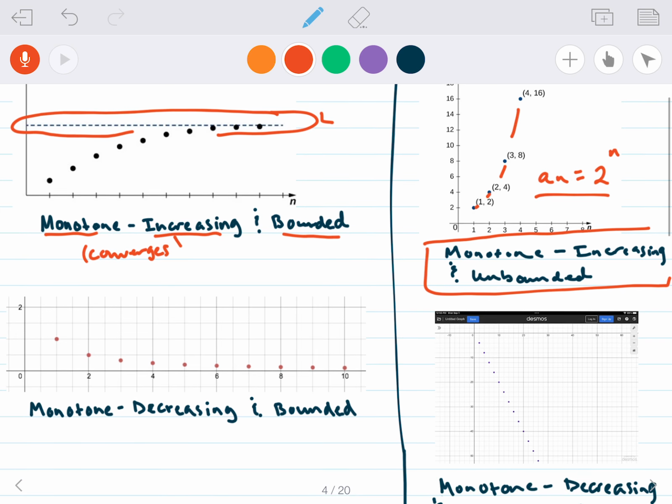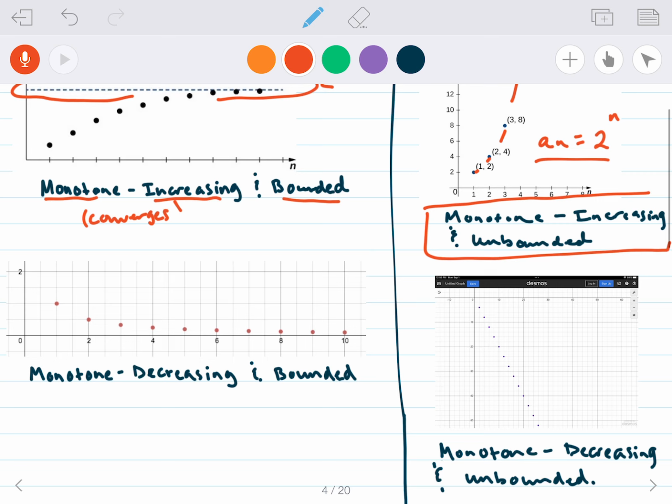All right. So here on the left, we have monotone decreasing and bounded. And so just from the looks of the sequence, we can see that it looks like it's getting closer and closer to 0, or the x-axis. And so that would be our proposed limit here. Okay, so this is monotone decreasing and bounded, so this converges.